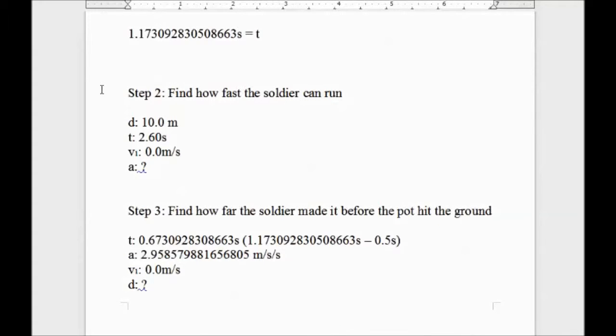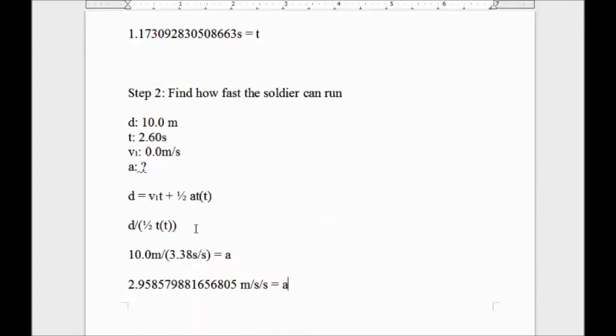The second thing we need to know is how fast the soldier can run to escape from the pot of fun flammable stuff. So, to get this, I ran carrying a bunch of logs, distance 10 meters, average time 2.6 seconds, starting from standing, and acceleration is unknown, so use the same formula. Isolate, this time we plug in the numbers, and we get the acceleration is 2.959 meters per second squared.